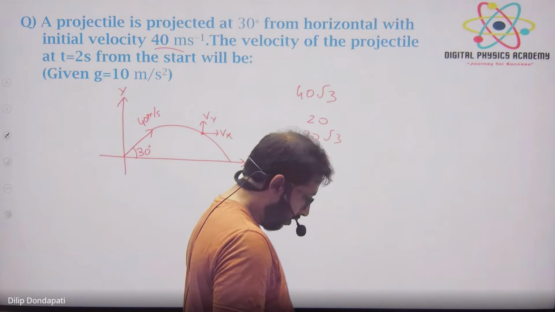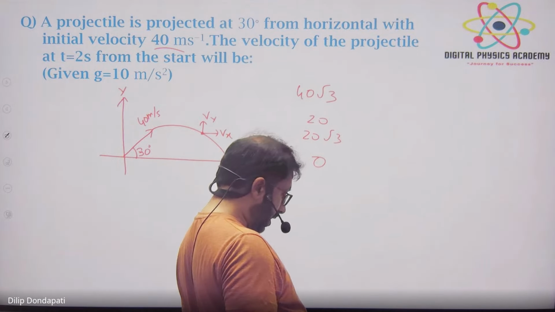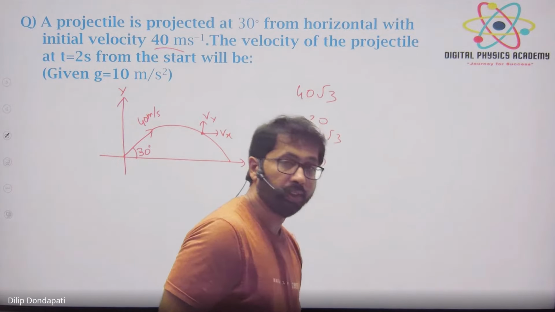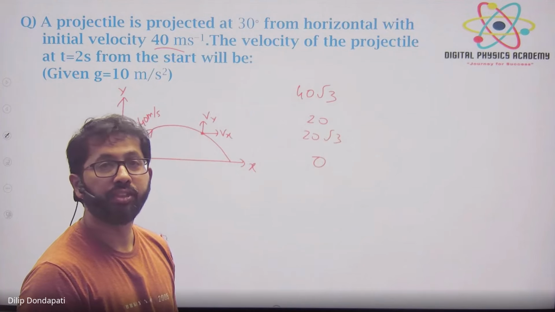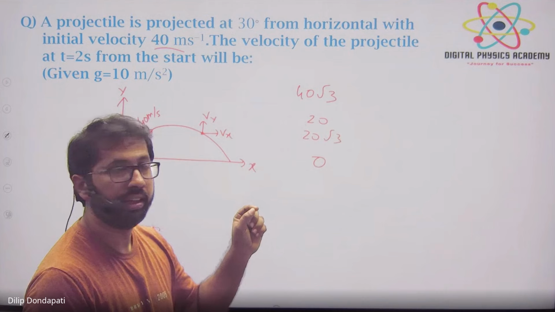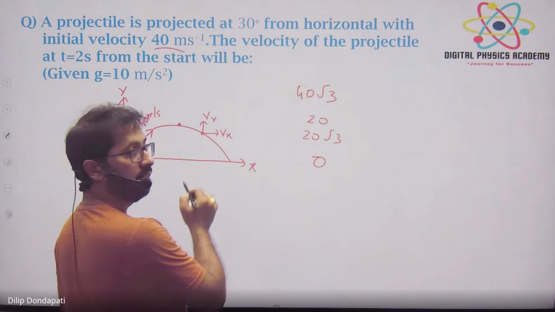Okay. Why? देखो, Vy is how much? Calculate करो. Vy is how much? Vy is 0. That means where is the projectile motion? Where is the particle? Yes.